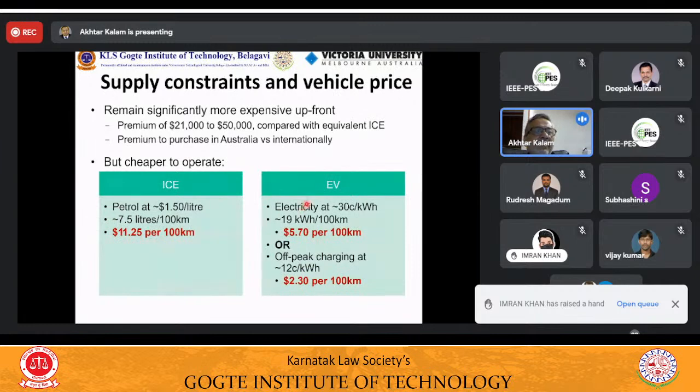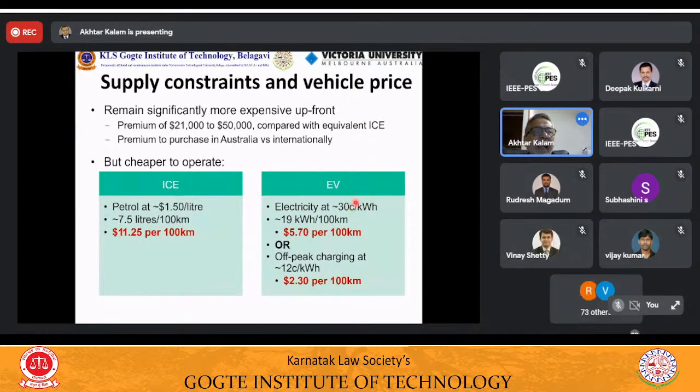If it's an electric vehicle and you are getting electricity at the on-peak price of 30 cents per unit, and as I told you, to drive 100 kilometers you need 19 units, it's going to cost you $5.70. Look, it is half the price of that. Or if you are doing it at the off-peak price, it'll be one-fourth the price. So it's 25% of the price in off-peak charge. So can you see how much cheaper it is to run an electric vehicle, although the upfront price is more?